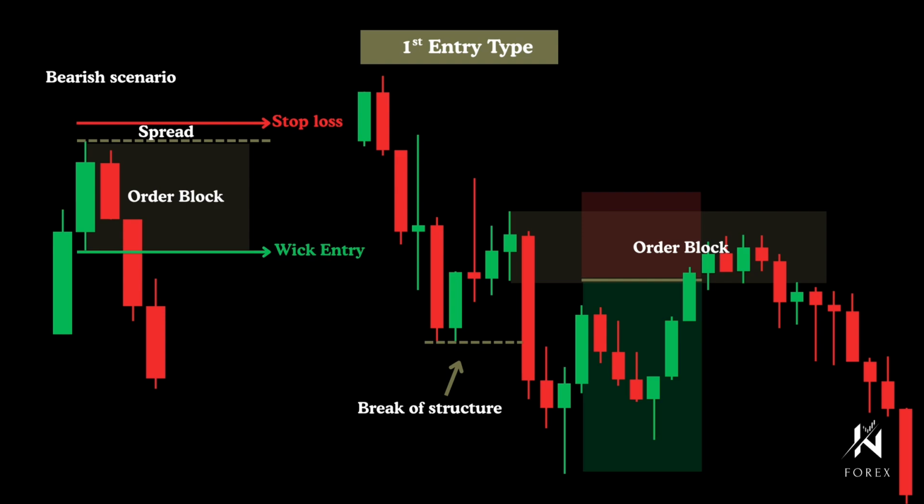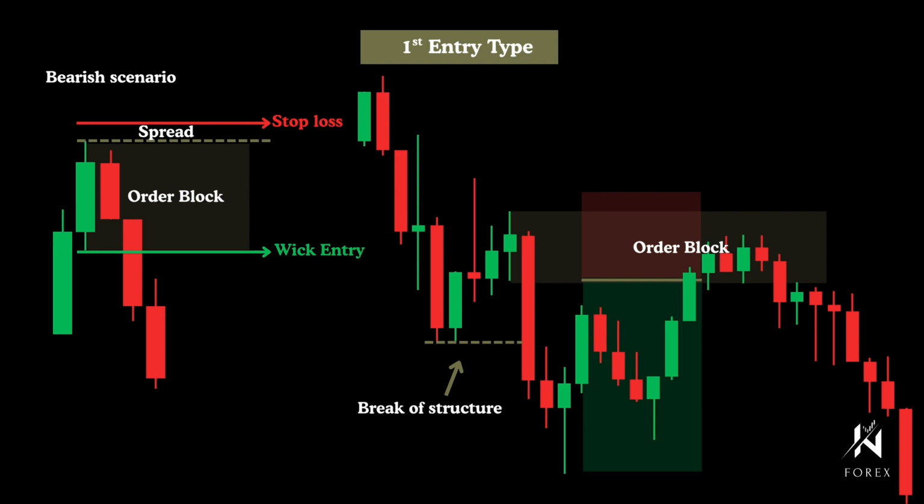1. Wick entry. This method involves placing your buy or sell order directly at the wick of a valid order block. Sell scenario: the stop loss is placed a spread size above the highest wick of the order block. This setup offers a wider stop loss, which may reduce the reward to risk ratio. However, it significantly increases the likelihood of order execution, as price often taps the wick before reversing in the expected direction.